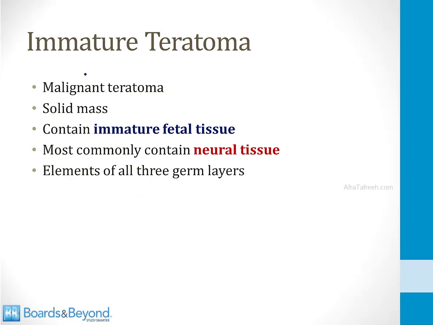There is a malignant version of a teratoma that can occur in the ovary. It's called an immature teratoma. These tumors are much more rare than the benign version of teratomas, the dermoid cyst. In contrast to a dermoid cyst, these are usually solid masses, so they're not cystic.